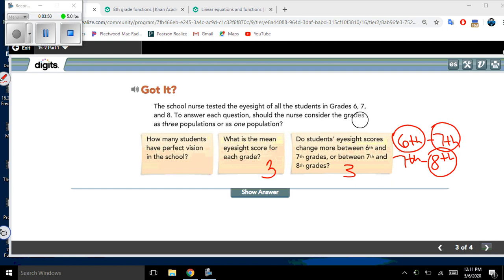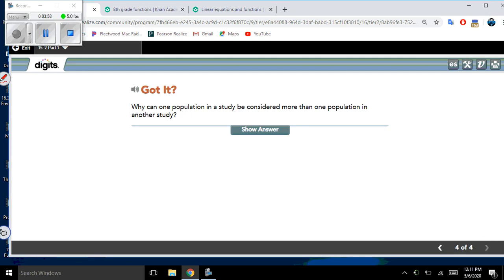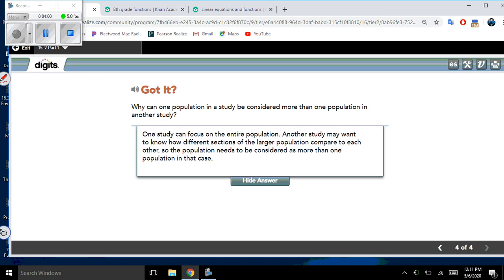All right, last slide in part 1, and really all this is going to do is be an informative slide, it appears. It is simply saying, why can we take one population in a study and consider it to be more than one population in another study? So why is it 1 in one and 3 in another, or something to that effect? And so as it states there, I'll let you read through there. We can focus on the entire population, or we could focus on a larger population in order for comparison purposes.